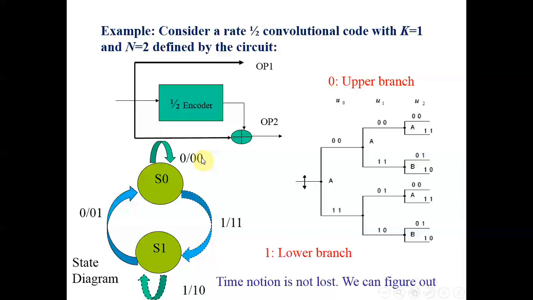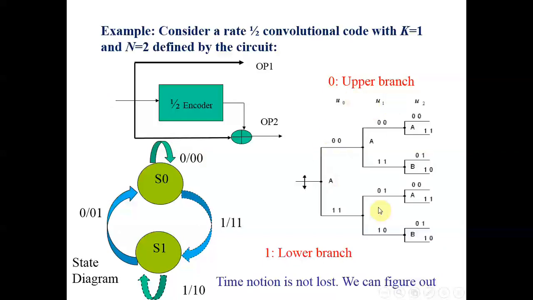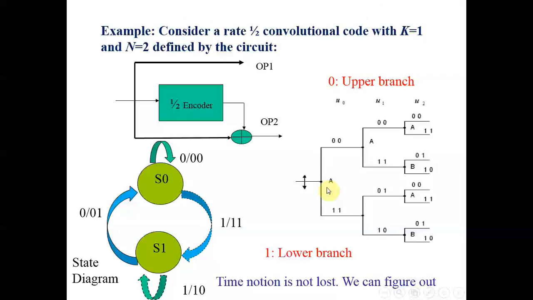Now let's see what is the output using the state diagram. That we have already discussed. Let's see what is the output using a tree diagram. So again come back to this. My earlier message is 1 1 and I am padding 0 here, so my message is 1 1 0. So how to analyze? My first bit is 1. We start from this. So I receive 1. So which way will I take, upper branch or lower branch? When I receive 1, it's the lower branch.